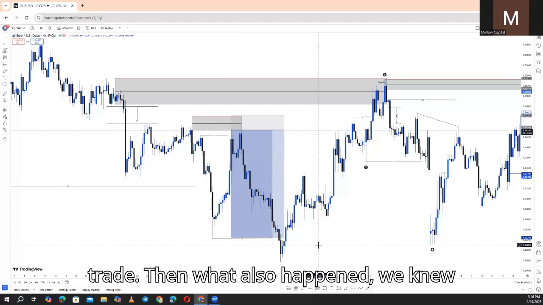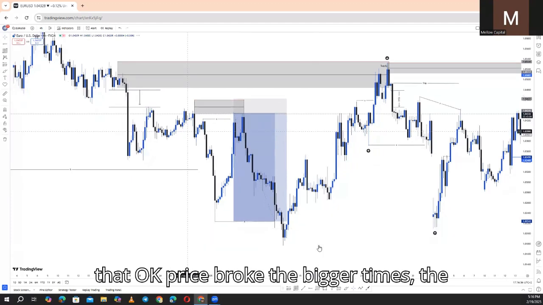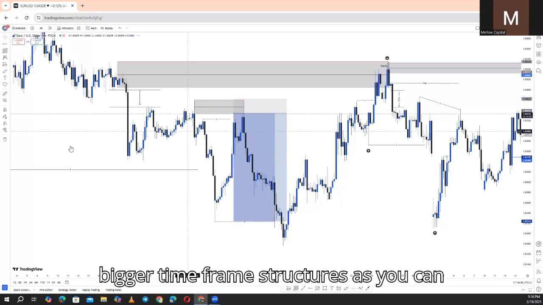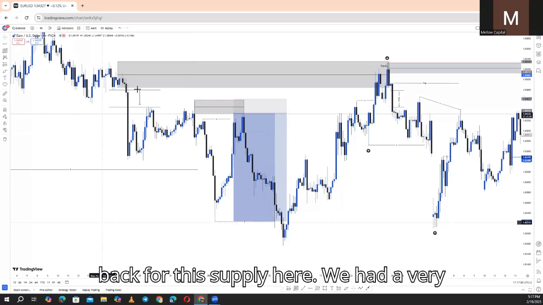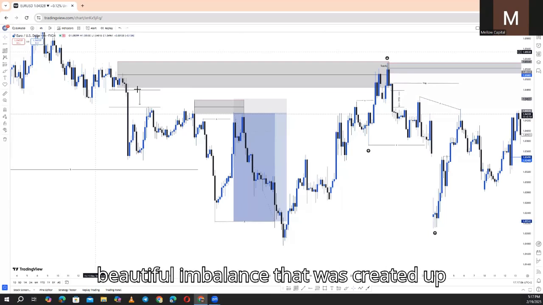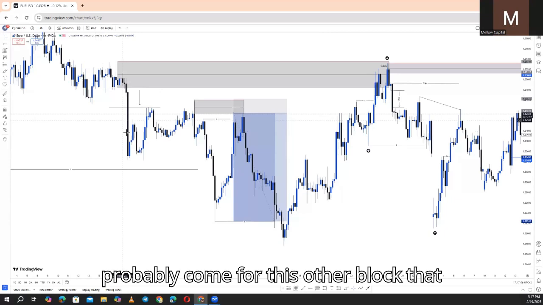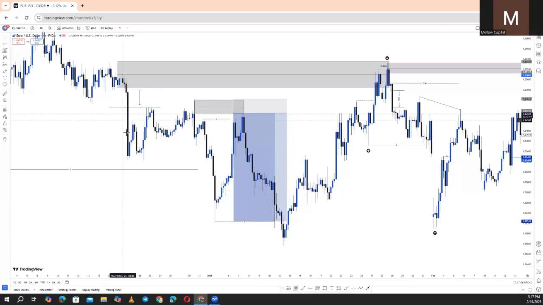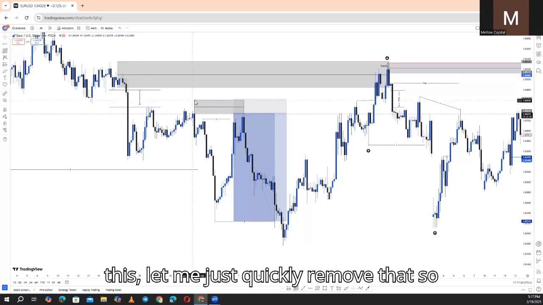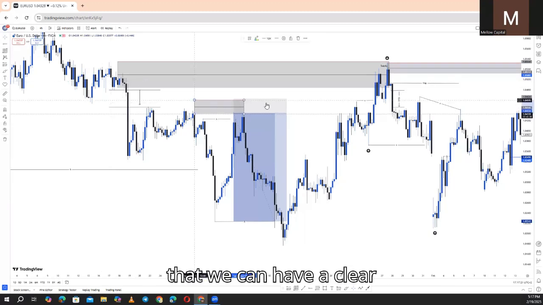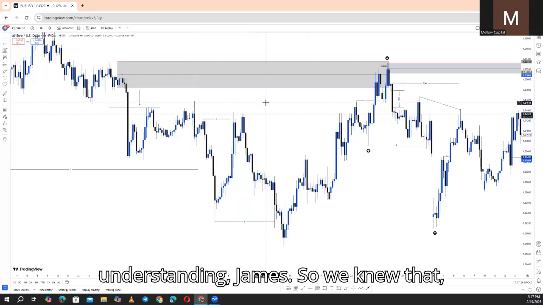And then what also happened, we knew that price broke the bigger time frame structure, as you guys can see, this one here. After that, we knew that price would most probably come back for this supply here. We had a very beautiful imbalance that was created up here, so we knew that price would most probably come for this order block that is left up here. Let me just quickly remove that so that we can have a clear understanding, gents.